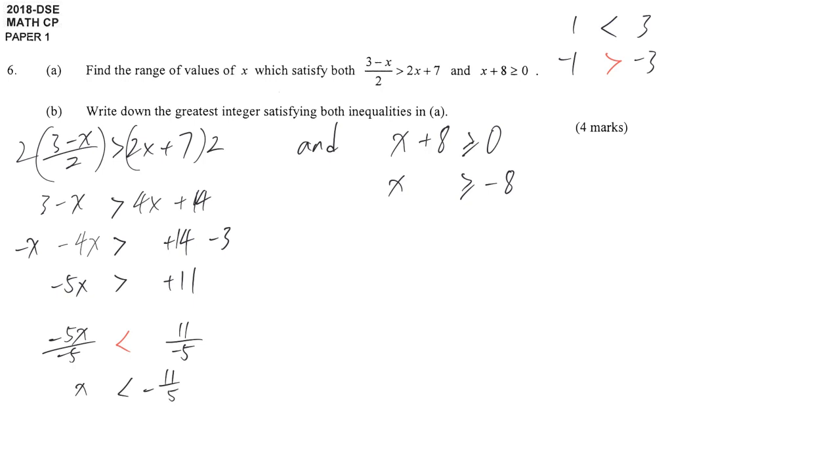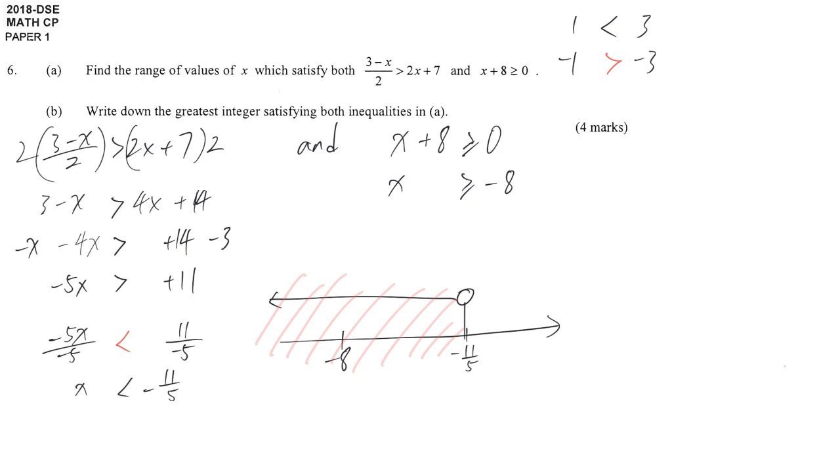A number line helps us to analyze the situation. We have two boundaries. One is negative 11 over 5, and another is negative 8. Negative 8 is smaller, so it's on the left hand side of our number line. And then we have negative 11 over 5. The first criterion is x needs to be smaller than this value. So all x under this cover fulfill our first requirement.